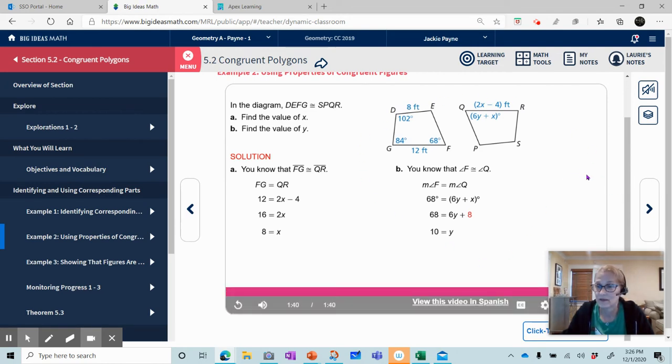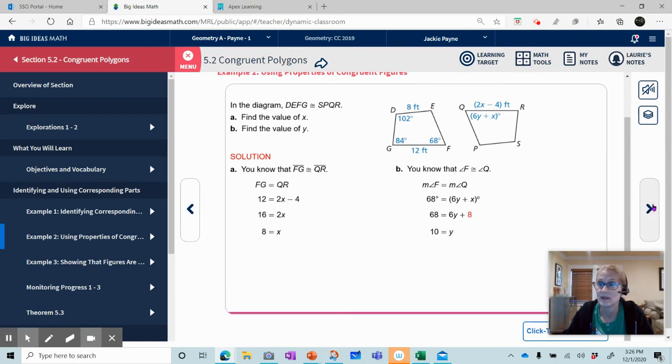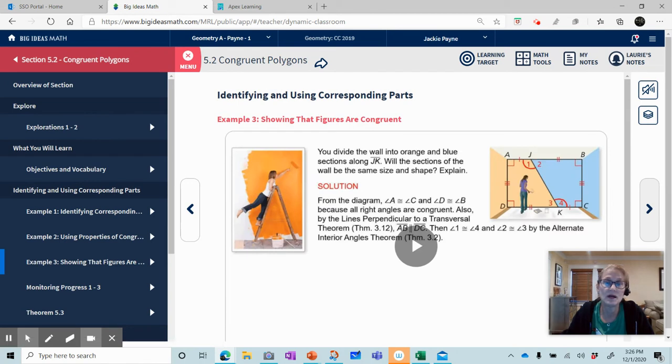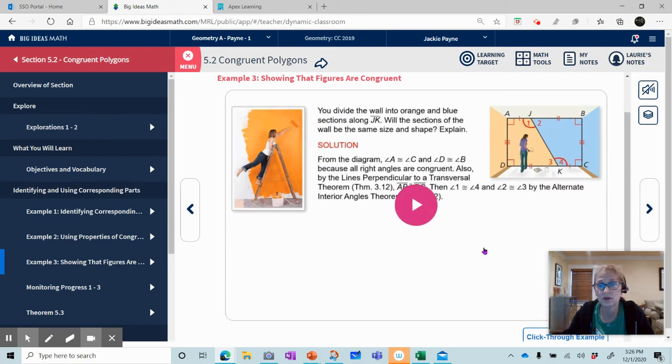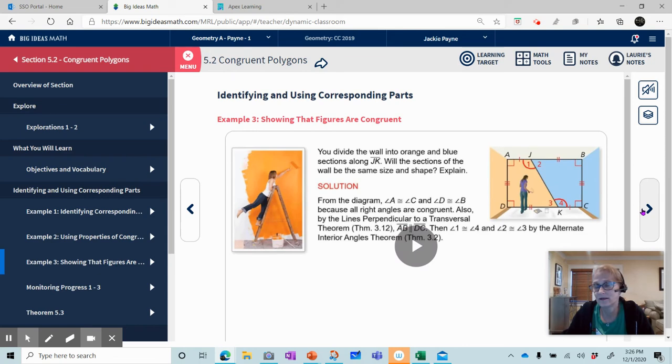Hopefully you can see how that's a problem you can solve. Again, a review of your algebra. The concept for this new section is that those things are equal, so you can solve for them. So now we're going to move on. This example is showing that two figures are congruent. It's like a little paragraph proof, and it's not nearly as useful.